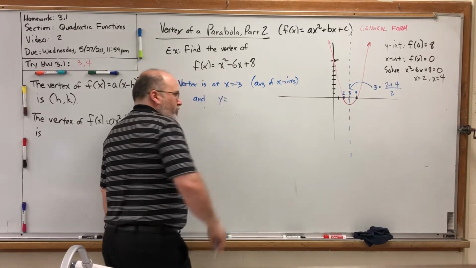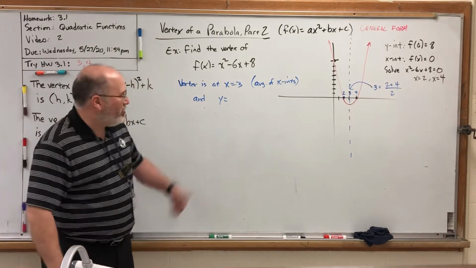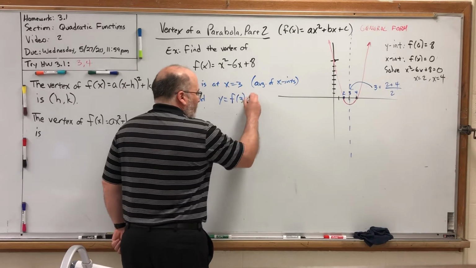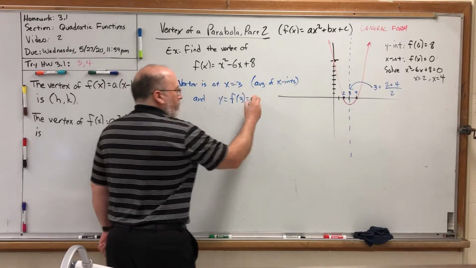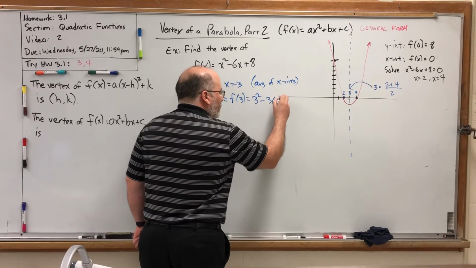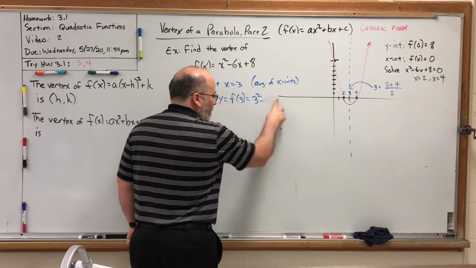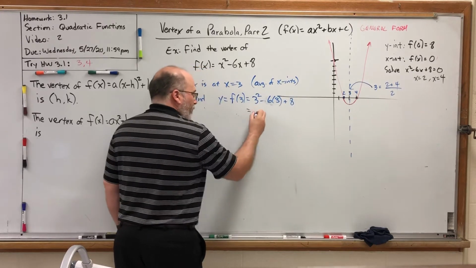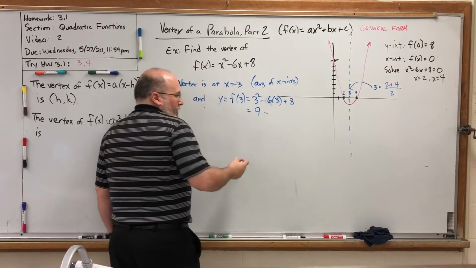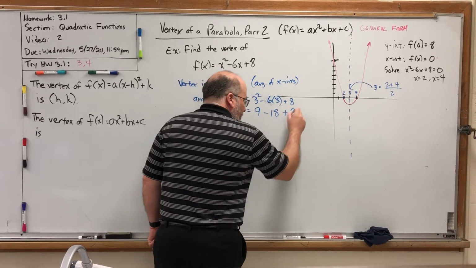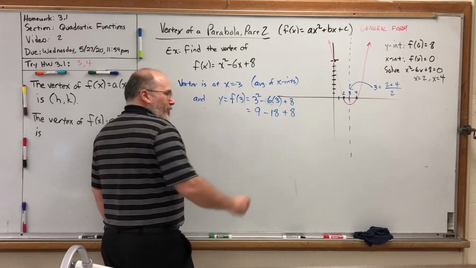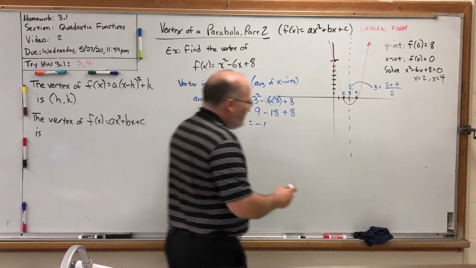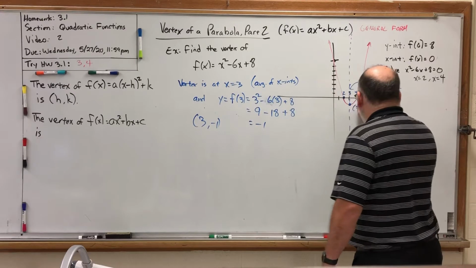And y equals, oh yeah, this is a function. I can just stick in my x to get my y. So we can plug in 3, and this will take a little bit more figuring. 3 squared minus 3 times 6, minus 6 times 3 plus 8. 3 squared is 9. 6 times 3 is 18. And if we go 9 minus 18 and then plus 8, I believe we get negative 1. Which seems to make sense. It's about right there.